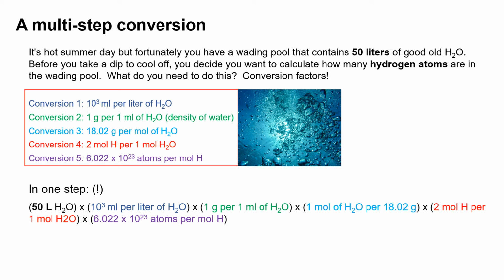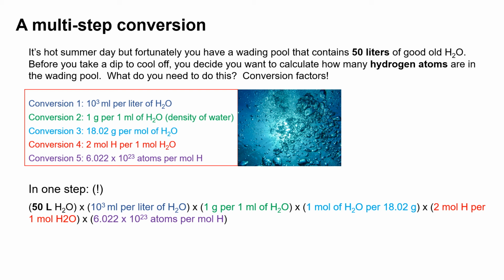So the situation here is it's a hot summer day, but you have a wading pool that contains 50 liters of nice cool water. Before you take a dip to cool off, you decide that you want to calculate, as a chemist in training, exactly how many hydrogen atoms are contained in these 50 liters of water. So what do you need to do this? Well, what we've been using all along, conversion factors.